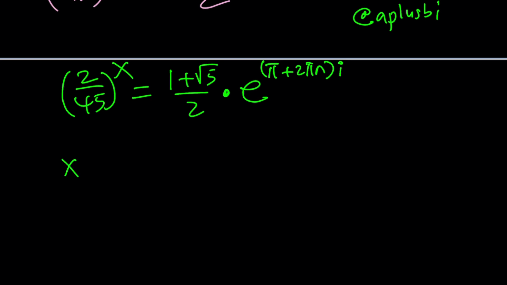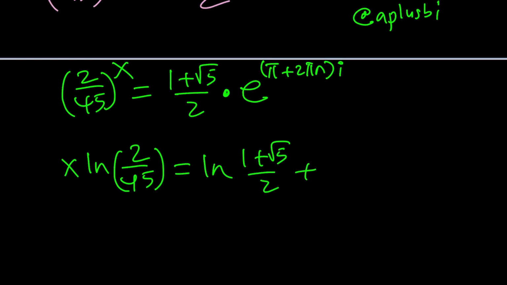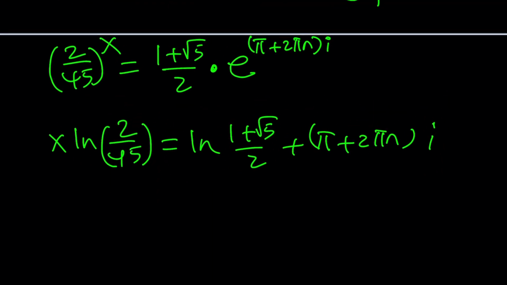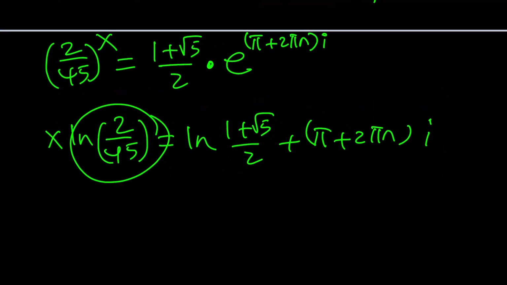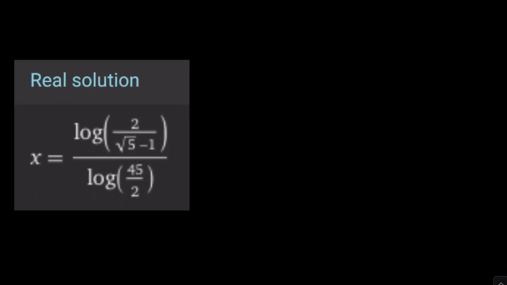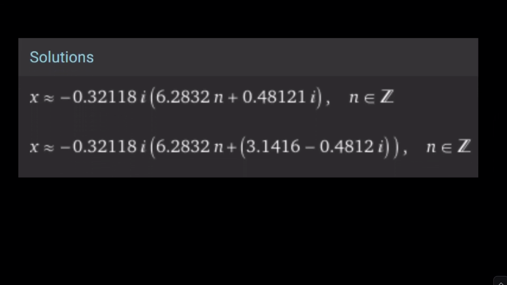ln both sides. You're going to get x ln 2 over 45 equals ln of (1 plus root 5) over 2, plus (pi plus 2 pi n) multiplied by i. You can also factor out a pi if you want. Divide both sides by this, and you'll get the complex solution. May I leave the rest to you as an exercise? Super easy. And let's check what Wolfram Alpha provides. That kind of looks like our solution, doesn't it? And there are actually the complex solutions.